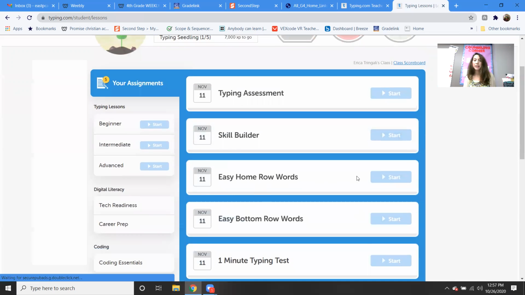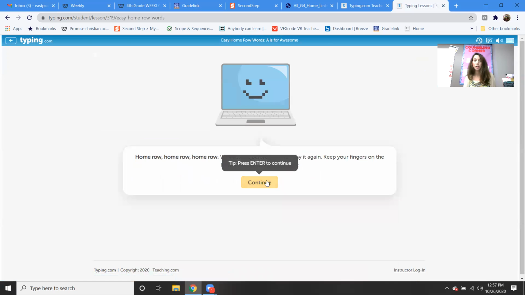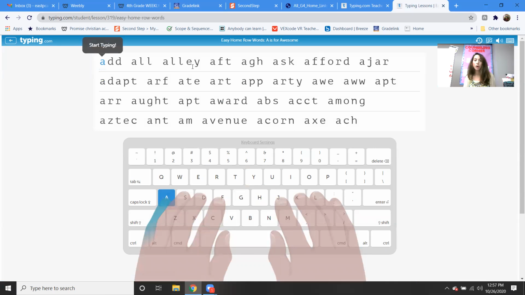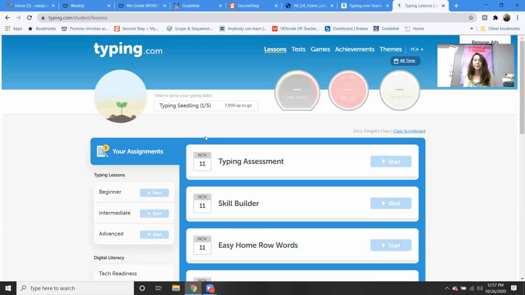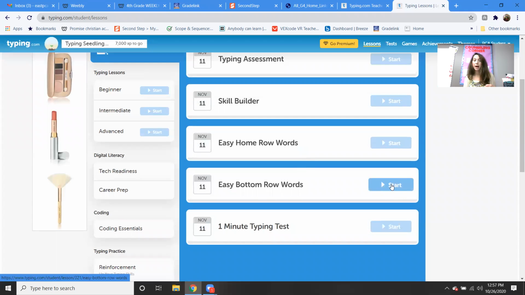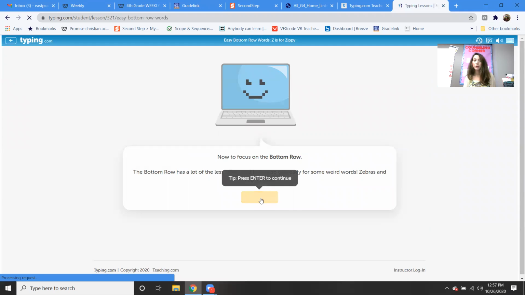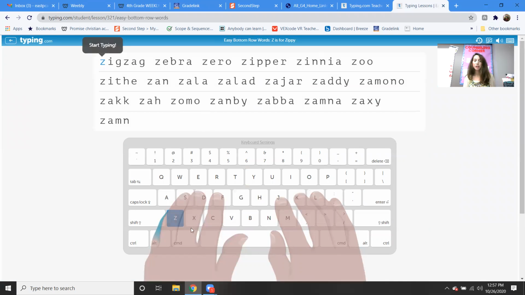The one after that was easy home row words. So this one's super easy. They're all just short words that are all letters from the home row. Okay, so that was the next one. After that was easy bottom row words. So again, it's using all letters that are in the bottom row. A lot of Z's. So that was super easy.